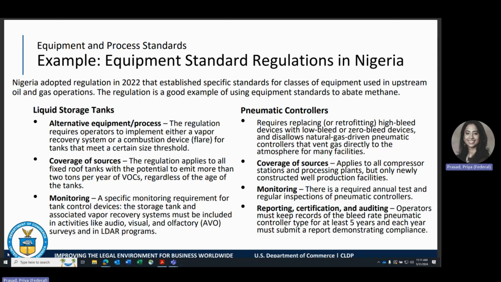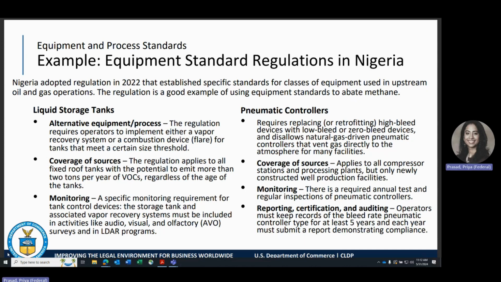There is also a limitation on coverage for those that have the potential to emit more than 2 tons per year of volatile organic compounds. It's just another example of the types of decision points that governments need to set when they set these standards. On the right side, we have a little bit of info about their pneumatic controllers requirement, which similarly has a prescriptive requirement that companies must replace or retrofit high emitting devices with low or zero emitting devices. It also disallows natural gas driven pneumatic controllers that vent gas directly to the atmosphere for many different types of facilities. Similar to liquid storage tanks, there are some decisions that had to be made about coverage. It applies to all compressor stations and processing plants, including existing ones, no matter what age they are. But for well production facilities, it only applies to new construction.